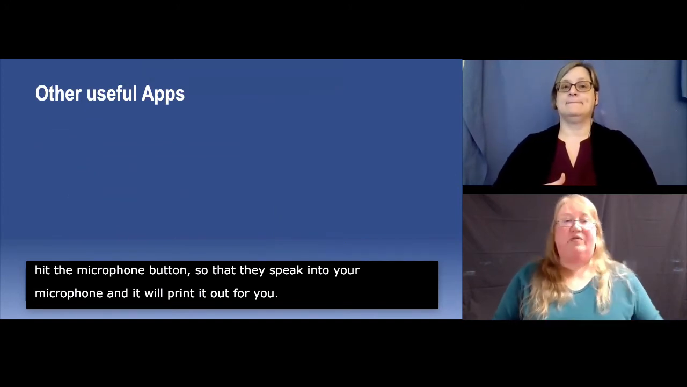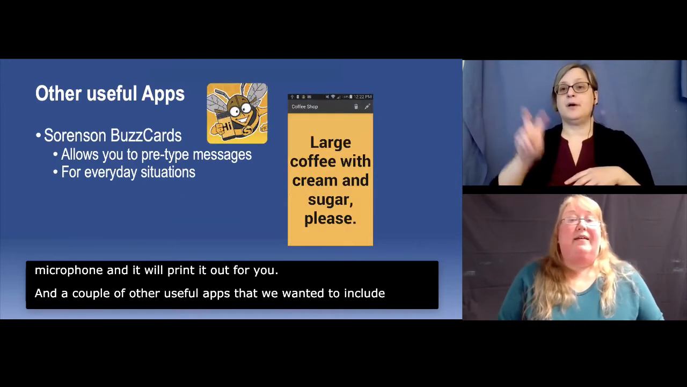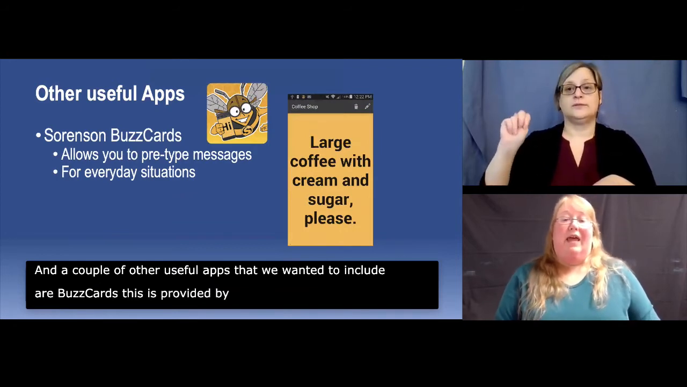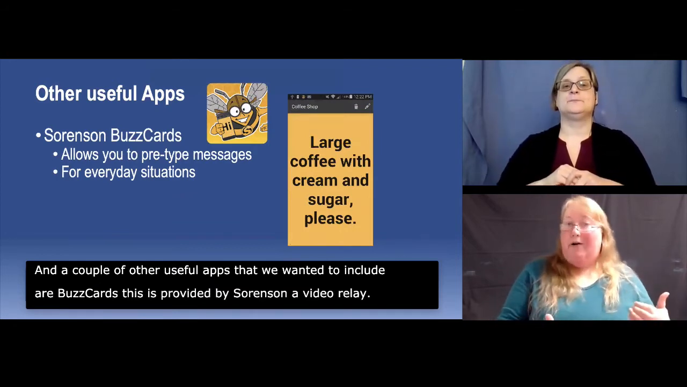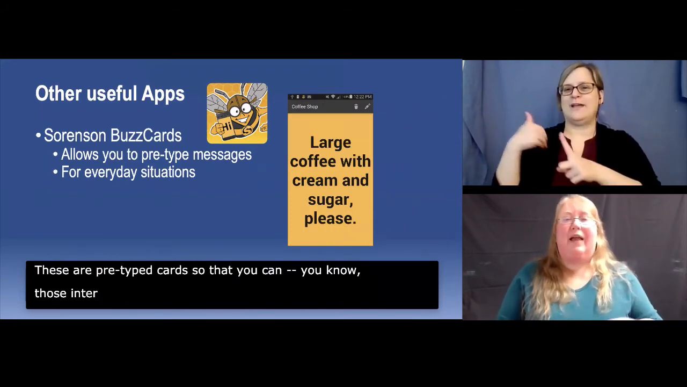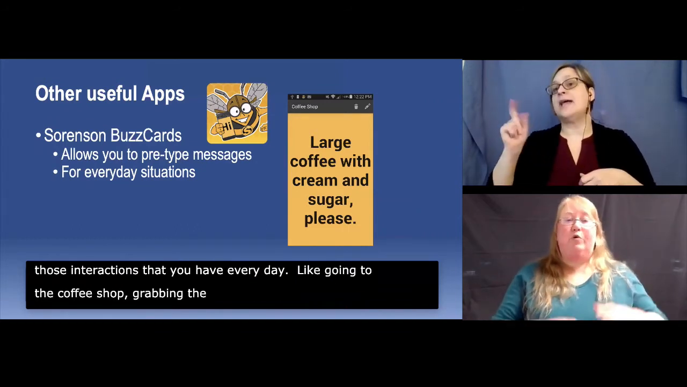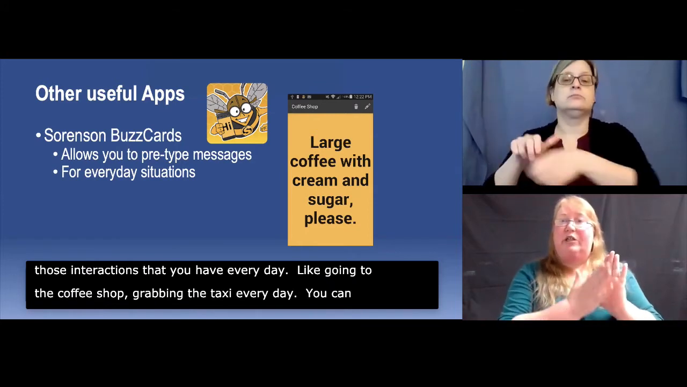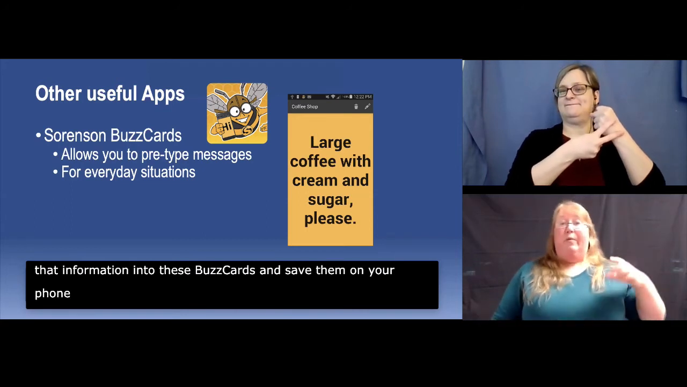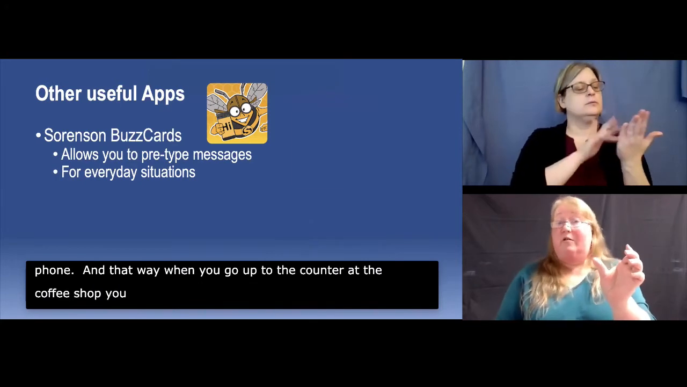And a couple of other useful apps that we wanted to include are buzz cards. This is provided by Sorensen Video Relay. These are pre-typed cards, so you can, if you know those interactions that you have every day, like going to the coffee shop, grabbing the taxi every day, you can type that information into these buzz cards and save them on your phone. That way, when you go up to the counter at the coffee shop, you just show them, hey, large coffee, cream, sugar, please.